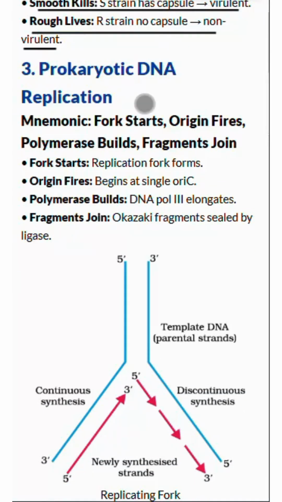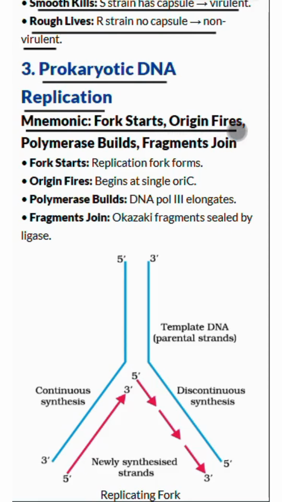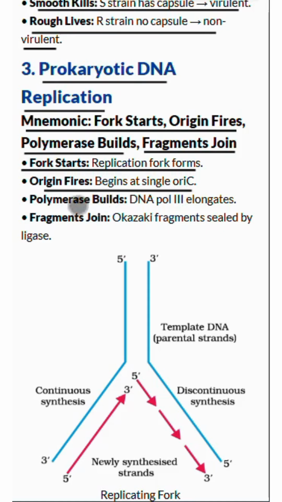Now, let's move on to the process of prokaryotic DNA replication. The mnemonic here is fork starts, origin fires, polymerase builds, fragments join. This describes how the replication fork forms and the process begins at a single origin called ori C. Then DNA polymerase 3 elongates the strand, and finally the Okazaki fragments are sealed by ligase.